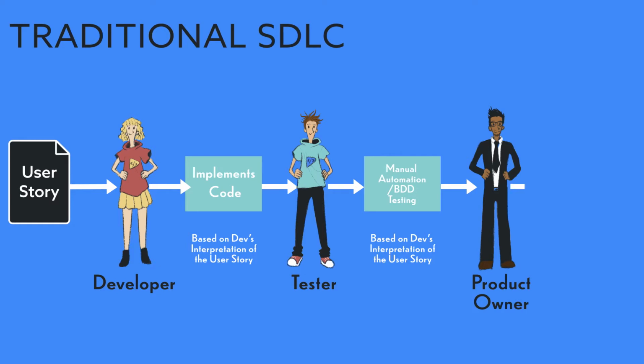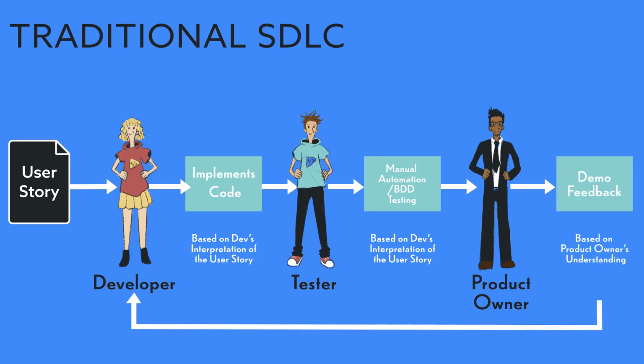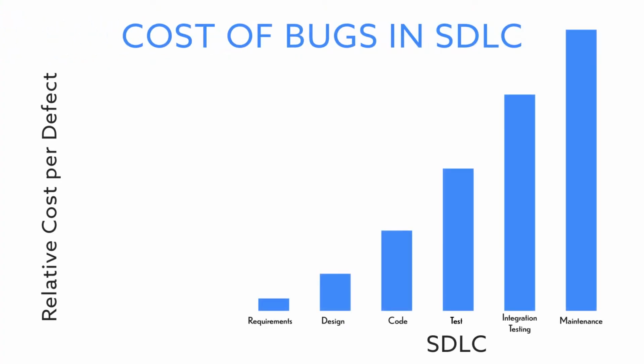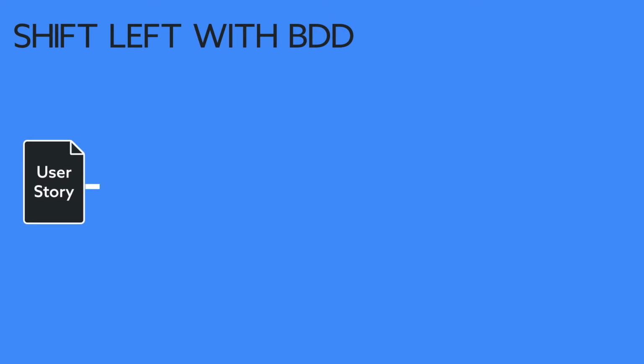Worse, the product owner may not pick up a certain scenario, which may not have the right implemented solution and might get deployed in a higher environment or even worse, in production. The later the issues are found, the more expensive it gets, as shown in this graph. Let's look at how this issue has been addressed using BDD.